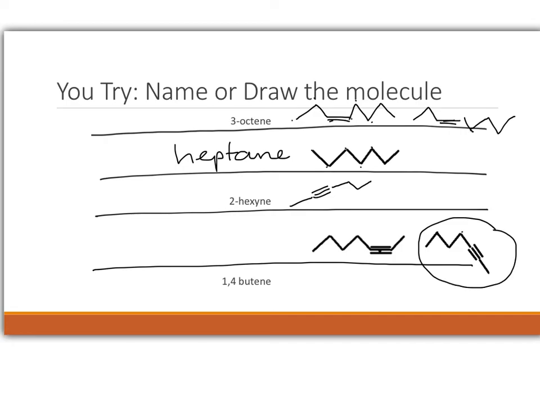Alright, I'm going to count my carbons. 1, 2, 3, 4, 5, 6, 7. So again, I've got a hept. It's a triple bond, so yne ending. And then to count, 1, 2, 3, 4, 5 when I hit my triple bond, or if I count the other direction, 1, 2. 2's the smaller number, so it's 2 heptyne.